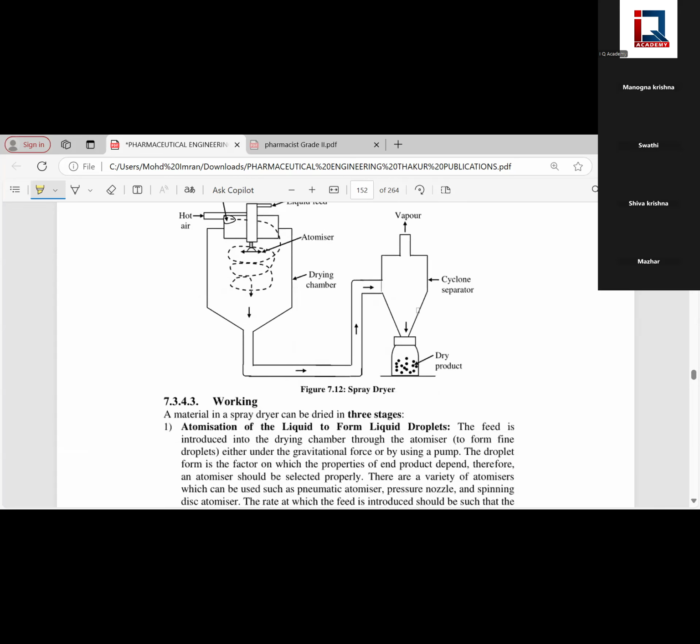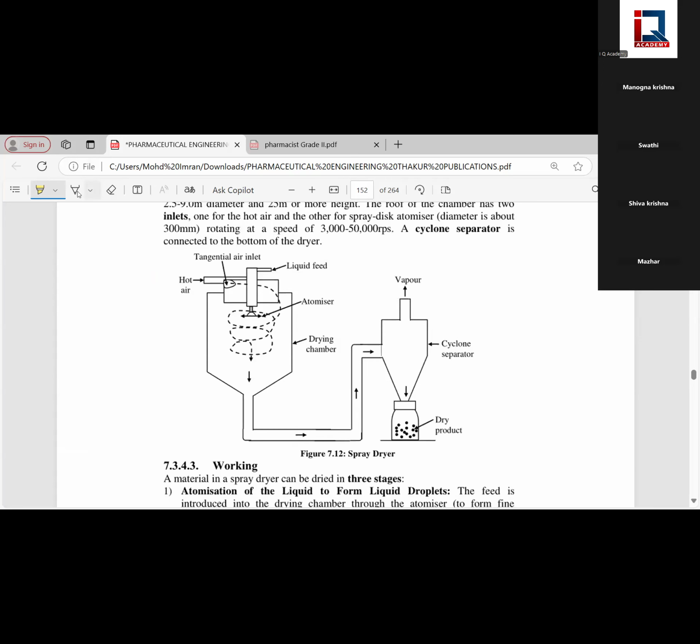So in the spray dryer, you can see this equipment. Simply, the product is sprayed through this nozzle in this big cylinder where hot air is circulated. When these liquid particles are sprayed, before they touch the surface of this container, they are converted into a dry product. And these fine products are separated using a cyclone separator.